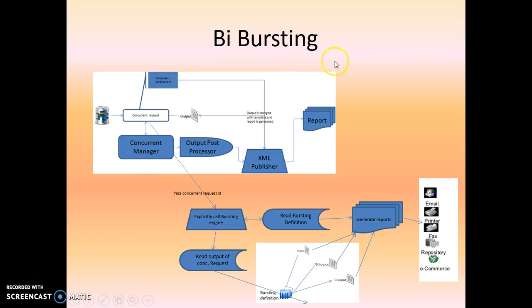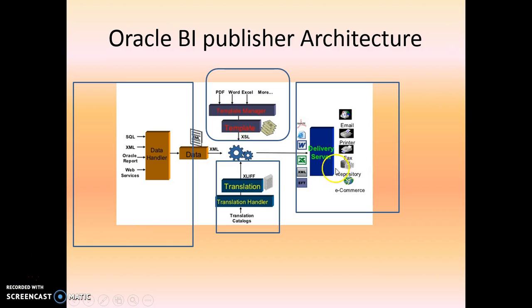So the next concept we will look at is BI bursting. Remember we were talking about XML Publisher where you have a single output, you're extracting the data once and delivering it multiple times. How is the delivery done in XML Publisher? You have the data extraction part, you have the template, and we know how these two are tied. So how does it deliver into multiple formats and multiple outputs? BI Publisher provides a tool called bursting.